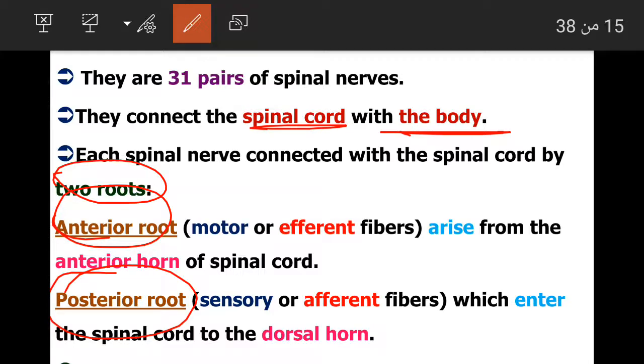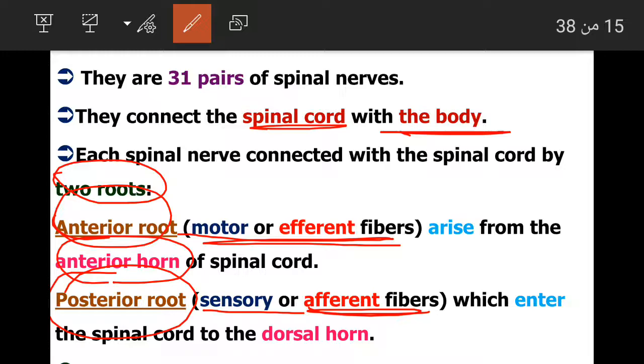The anterior root is the motor or efferent nerves that arise from the anterior horn of spinal cord, while the posterior root is the sensory or the afferent fibers that enter the spinal cord to the dorsal horn.